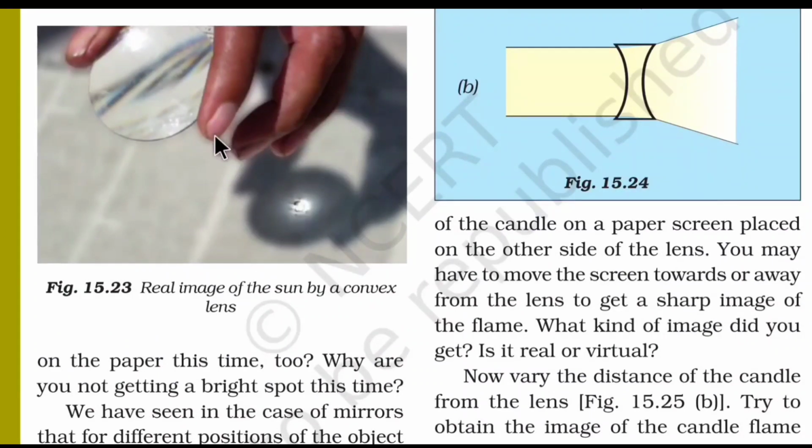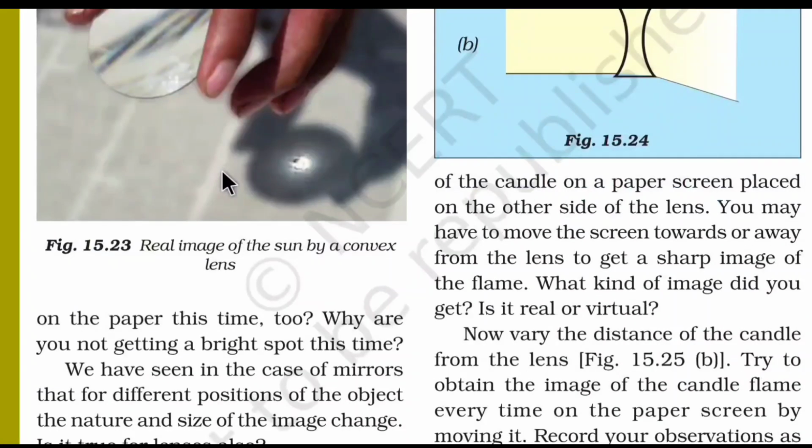But in the case of the concave lens, I have told you that a concave lens is a diverging lens. So if parallel rays fall on it, they will not meet at a particular point, but will diverge. The rays will go away from each other, and they will not meet ultimately. So that's why you cannot see a real image by the concave lens. But of course you will be able to see a virtual image by this concave lens.